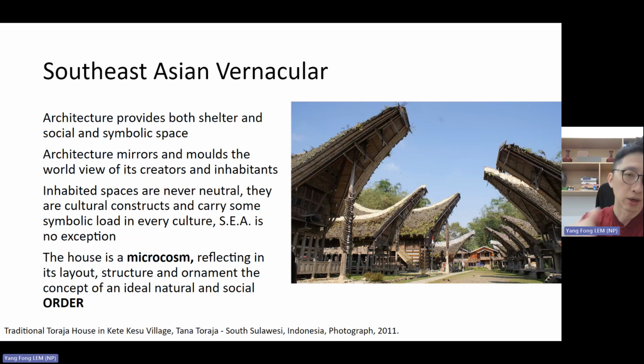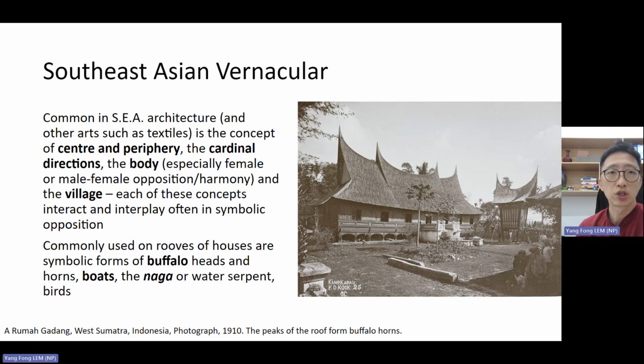Okay. Basically, the house is a microcosmos, right? If you examine the way that you lay out the spaces, the structure, and ornaments, the concept of an ideal and natural social order is presented. So common in Southeast Asian architecture, as well as the arts, right? The concept of the center and the peripheral, the cardinal directions, the body, especially female or male-female opposition or harmony, and the village. Each of these concepts interact and interplay, often in symbolic oppositions. So commonly used in the roofs of houses are the symbolic forms of buffalo heads and horns, boats, the naga or the water serpent, and birds, etc.